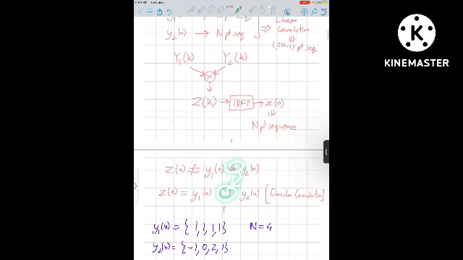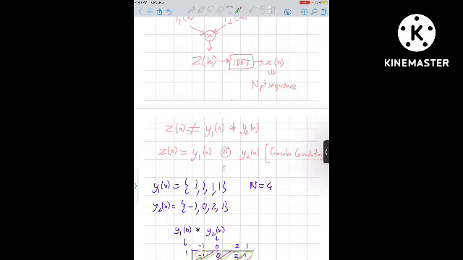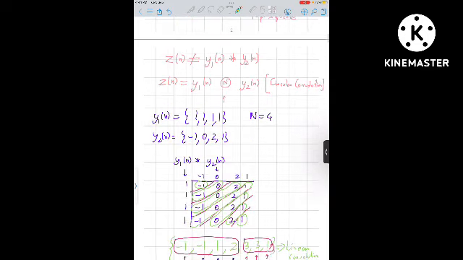Okay, then I started with an example: y1 of n, let's say all of them are ones. We take an n equal to 4 point sequence, and then we have y2 of n, which is minus 1, 0, 2, 1. Okay, now let us first do the linear convolution.